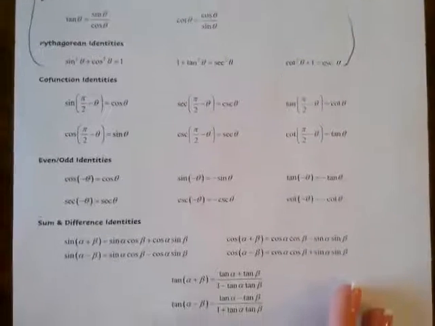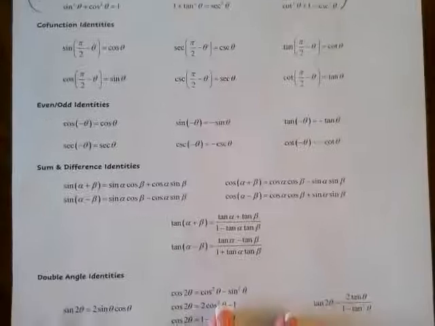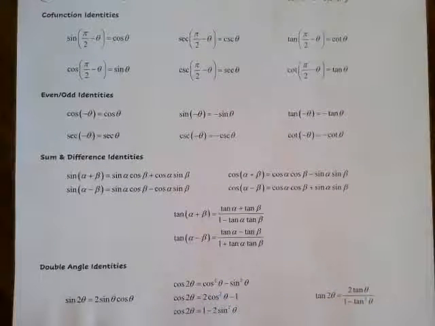There are other identities that you see here, the cofunction identities, the even and odd identities, the sum and difference identities, and the double angle identities. We will go through all of those as we go through the unit, but those are the ones that will be given to you. So we're not going to expect you to memorize those. You'll be given them in a formula chart.